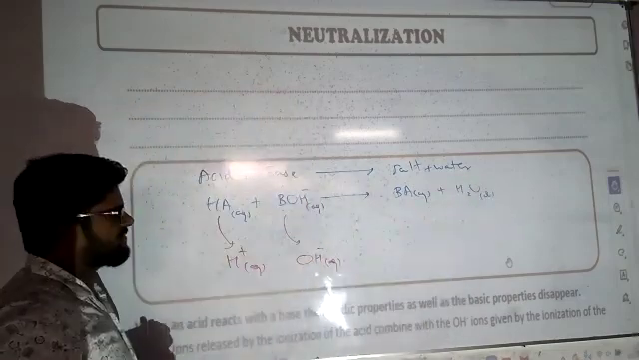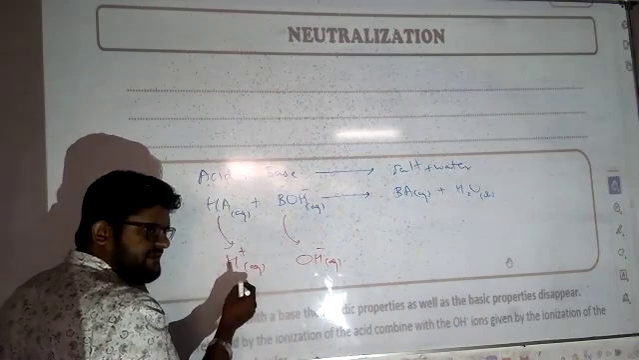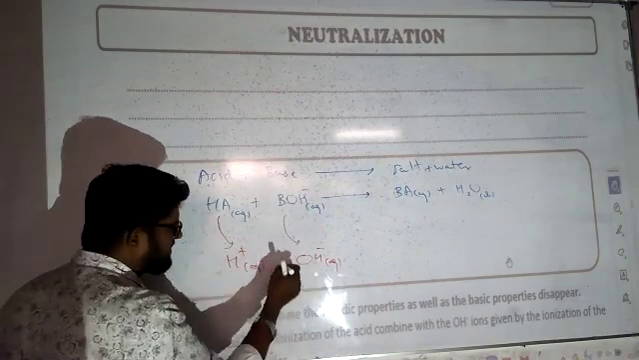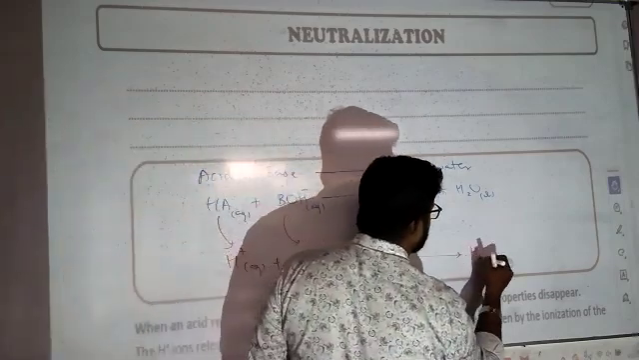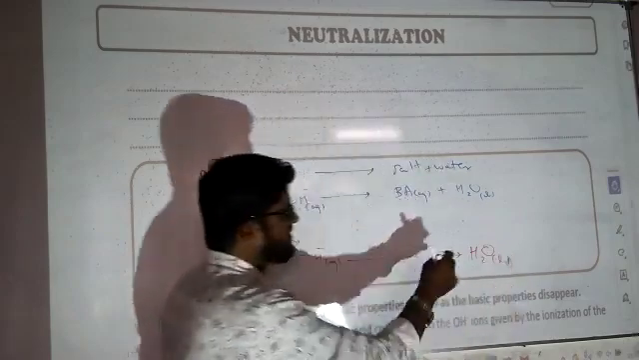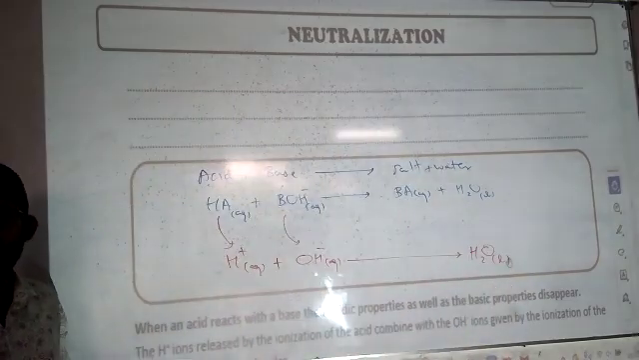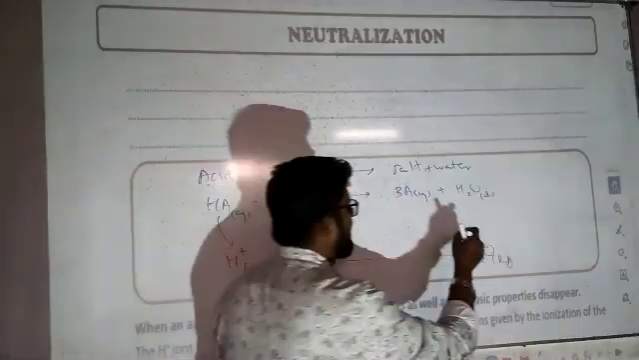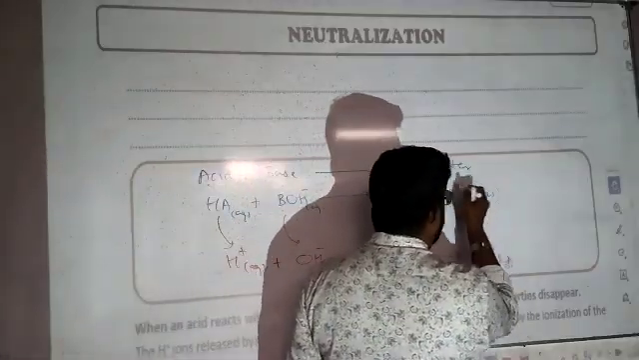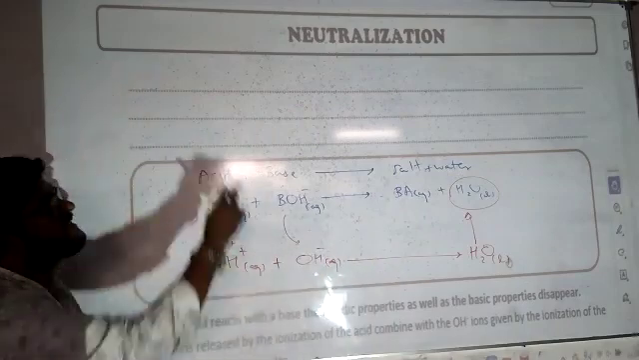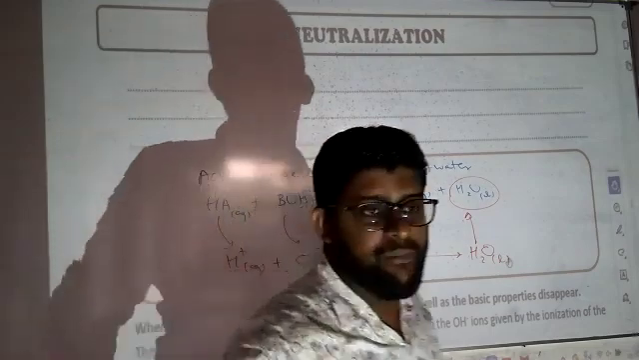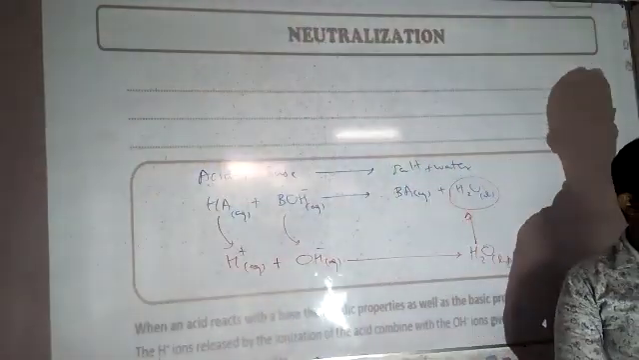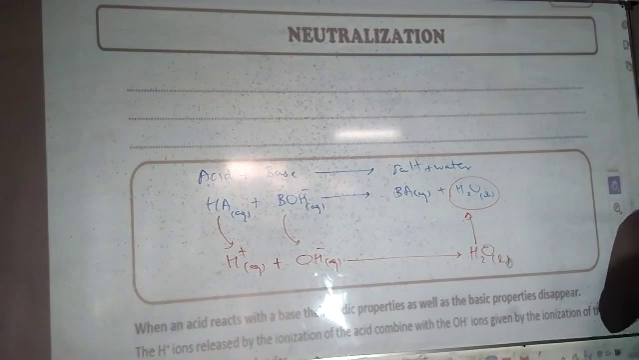Now, how does this H2O come? H plus given by the acid and OH minus given by the base combine. Combining, this produces H2O. This is how a water molecule is released. So this process is called neutralization. Wherever H plus and OH minus combine to form H2O, it is a neutralization process. So acid-base reactions are neutralization reactions.